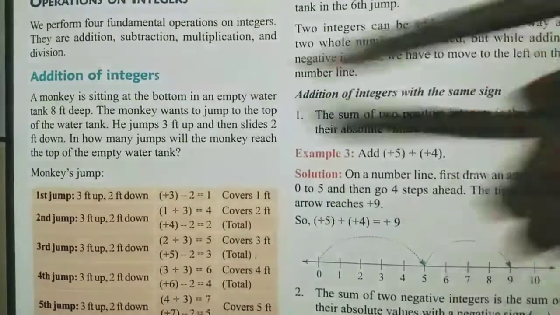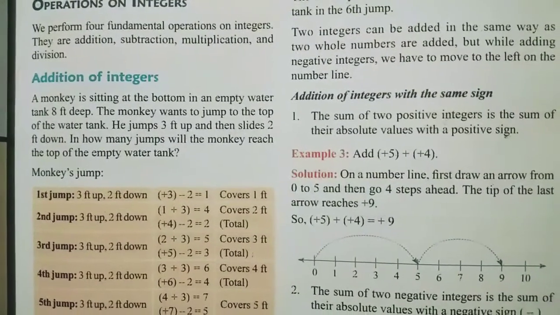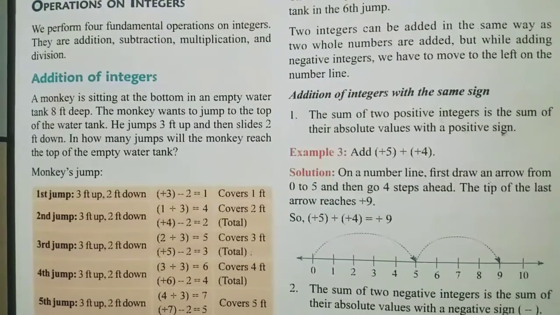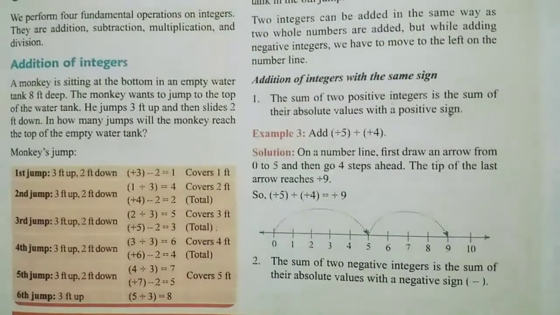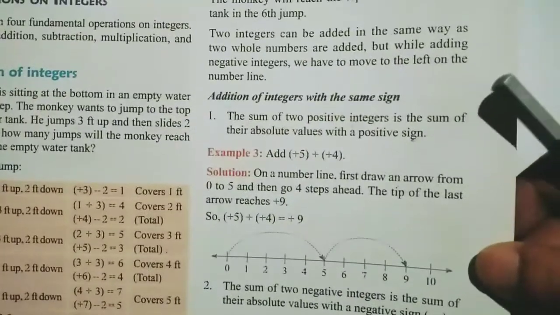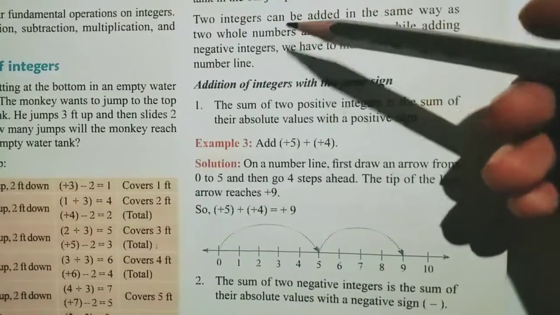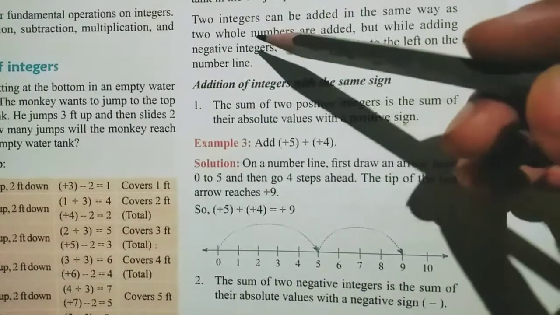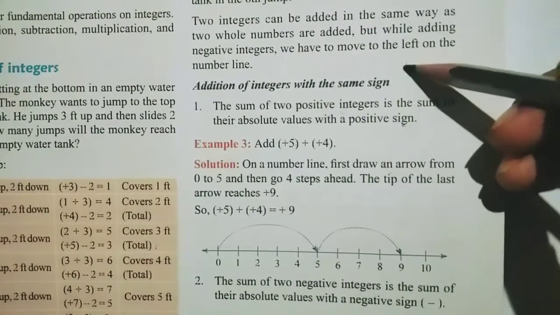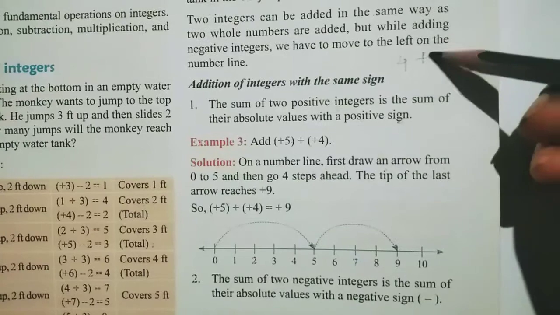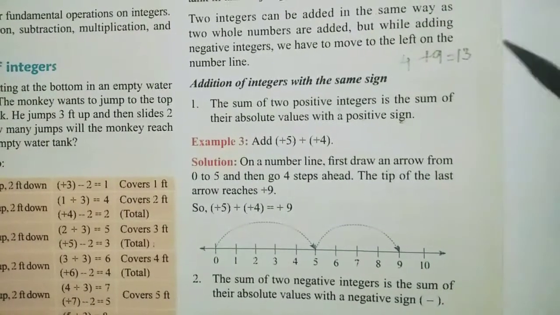Okay, so addition of integers, first of all you will see how to add two integers, three integers. Okay, how? What are the rules given? So here you can see many things are explained, you can read. So I will start with the rules. Here you can see the two integers can be added in the same way as two whole numbers are added. That means two whole numbers are what? Suppose 4 plus 9. So 4 plus 9 is what? 13.